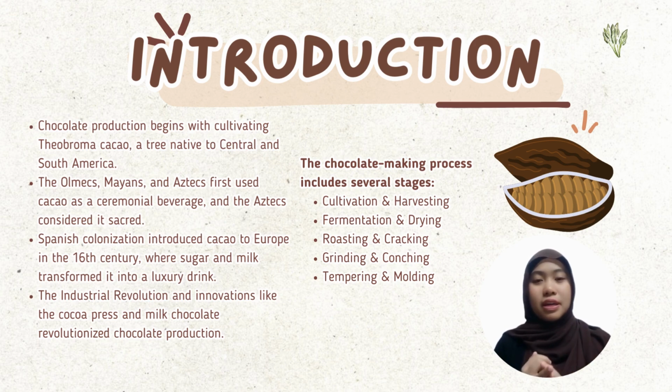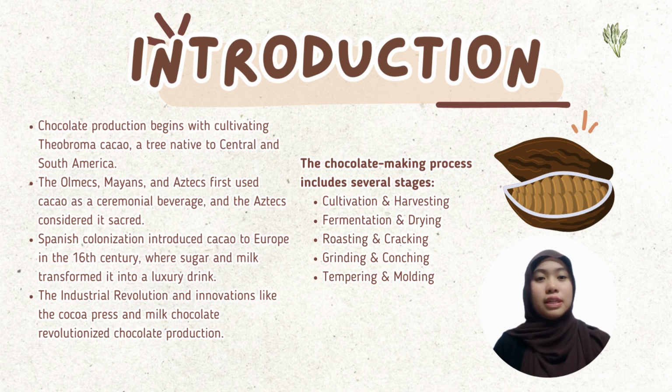The Olmecs, Mayans, and Aztecs first used cacao as a ceremonial beverage, and the Aztecs considered it sacred. Then Spanish colonization introduced cacao to Europe in the 16th century, where sugar and milk transformed it into a luxury drink. Then the Industrial Revolution and innovations like the cocoa press in 1838 and milk chocolate in 1875 revolutionized chocolate production. So the chocolate making process includes 5 stages.